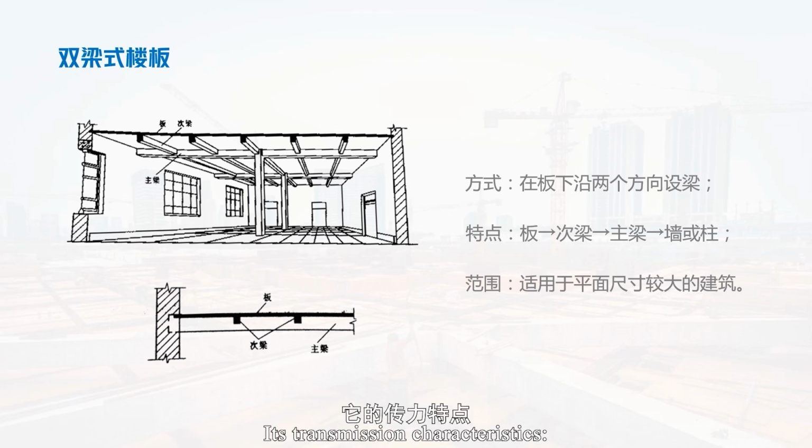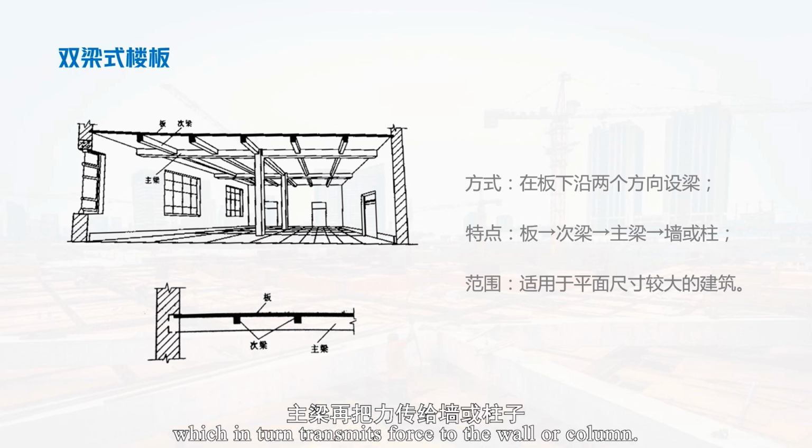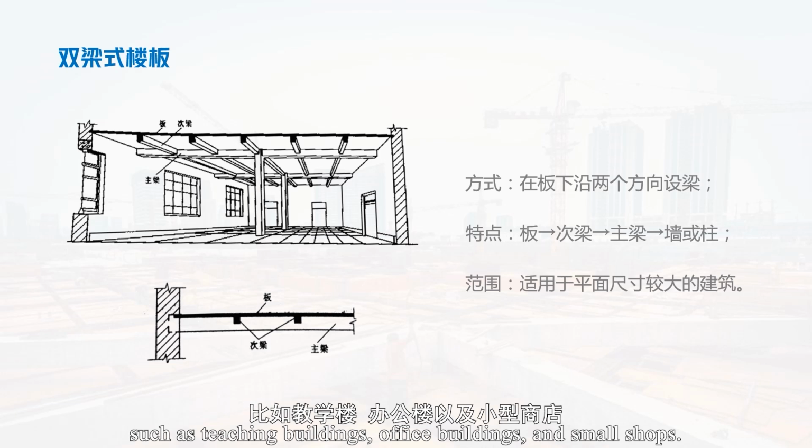Its transmission characteristics: the plate transmits force to the secondary beam, which in turn transmits force to the main beam, which in turn transmits force to the wall or column. Suitable for buildings with larger floor plans, such as teaching buildings, office buildings, and small shops.